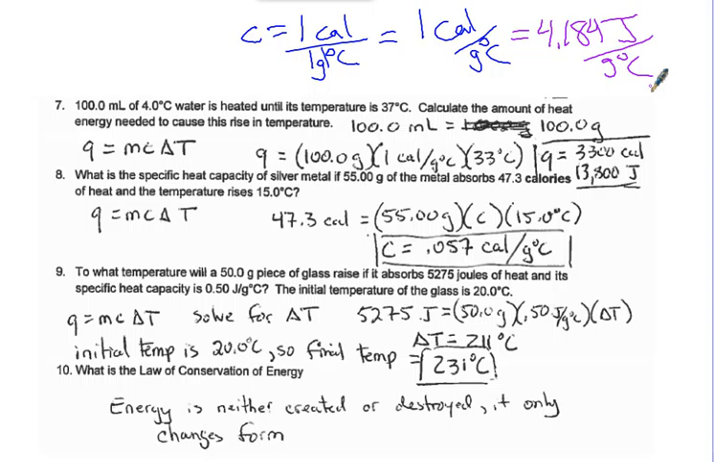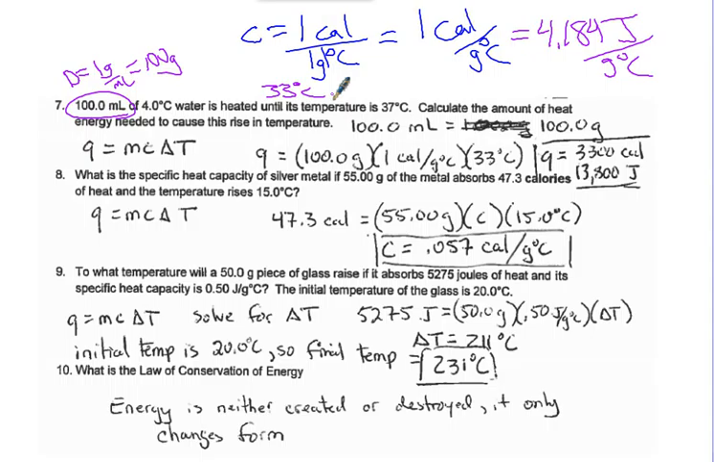So in number 7, we have 100 milliliters, which, because the density of water is 1 gram per milliliter, means we have 100 grams of water. That is our mass. We have 100 grams of water, and its temperature goes from 4 to 37. That's an increase of 33 degrees Celsius.